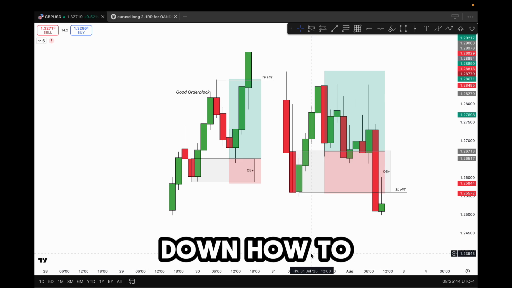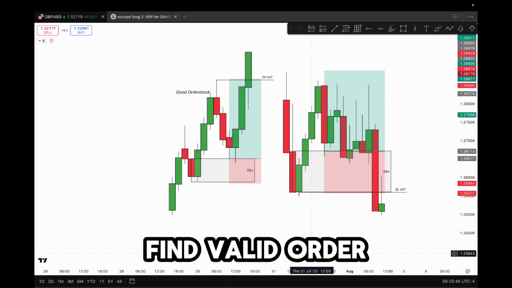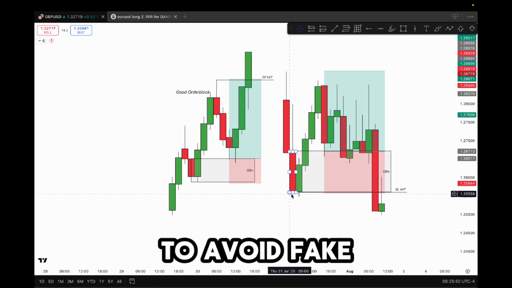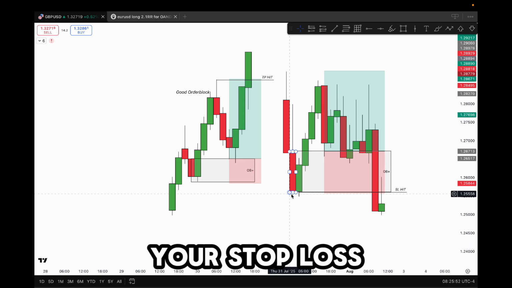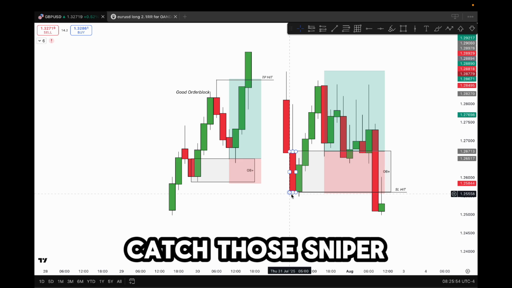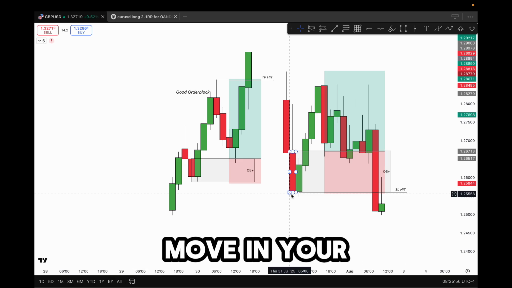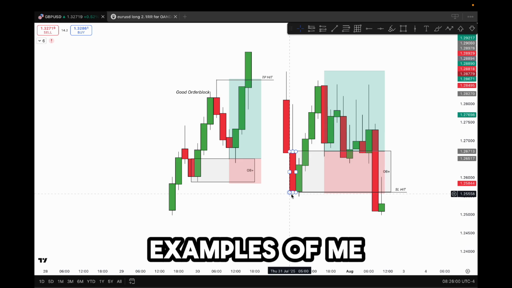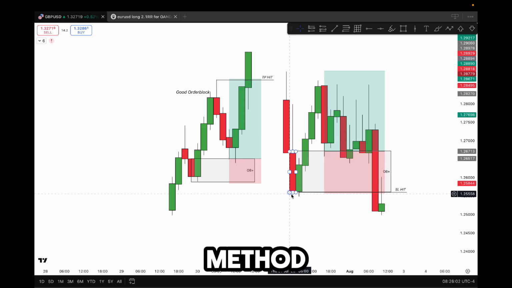Today we're gonna break down how to find valid order blocks step by step. By the end of this video you will know how to avoid fake order blocks, where to place your stop loss correctly, and how to catch those sniper entries that actually move in your favor. Make sure to stick around till the end. I will show you some live examples of me taking a trade using this exact method.